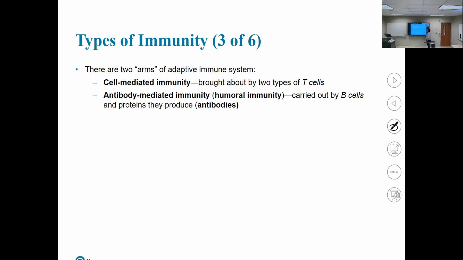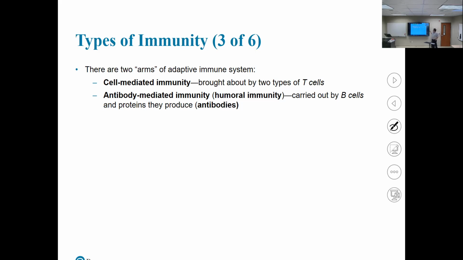Okay. Now there are two arms of this adaptive immunity. Adaptive means it has memory. The T cells do what is called cellular immunity, where they kill cells gone bad by cancer or by viruses. So they make cells called killer T cells, and I'll give you one guess what killer T cells do. They kill cells that have been taken over by viruses and cancer. T cells do cellular immunity.